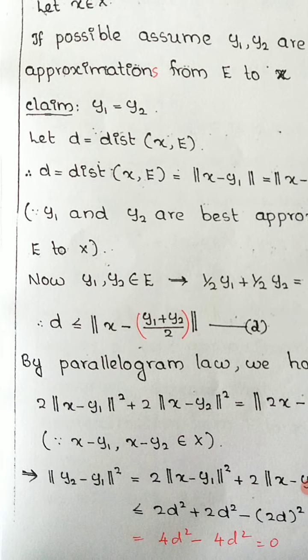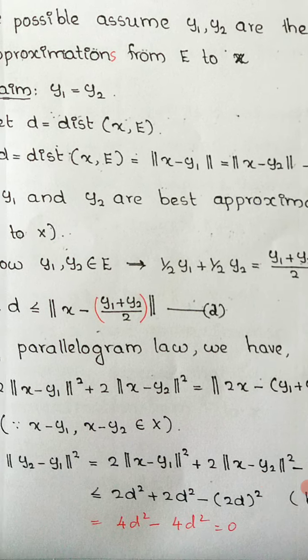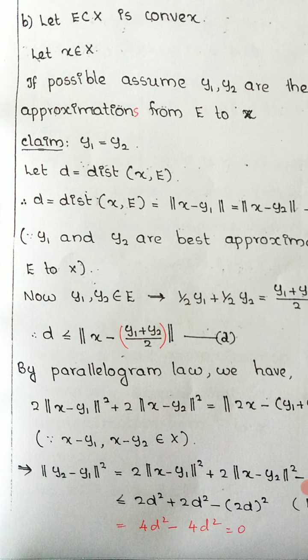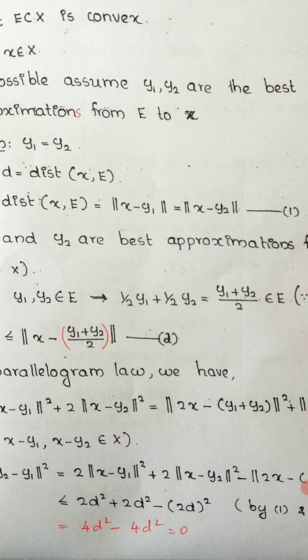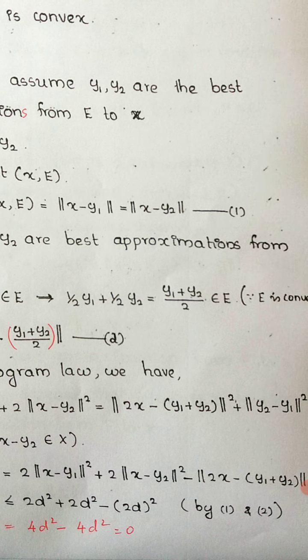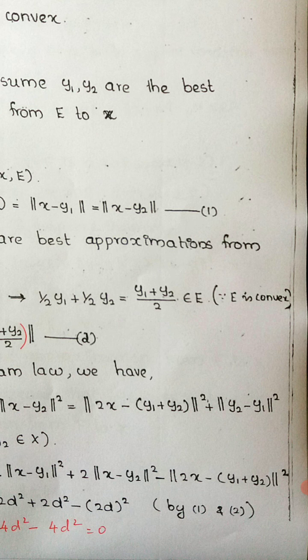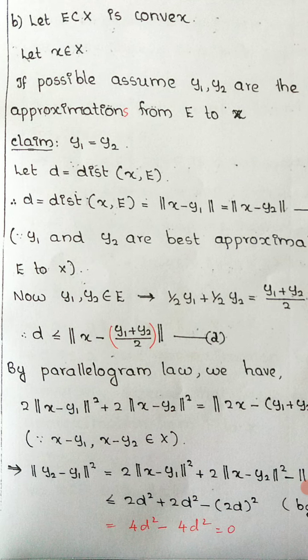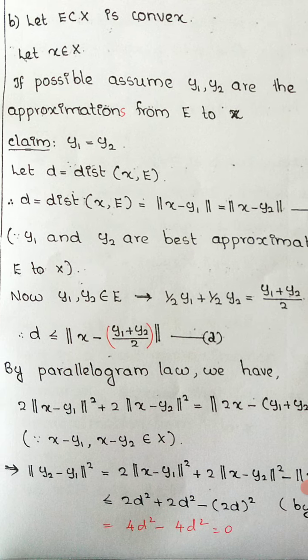Call it equation 1. Because y1 and y2 are the best approximations from E to x, and both y1 and y2 are elements of E, (y1 plus y2) by 2 is again an element of E, because E is a convex set. So we get d less than or equal to norm of x minus, earlier you wrote y1 or y2, instead of that you are replacing by (y1 plus y2) by 2. Call it equation 2.